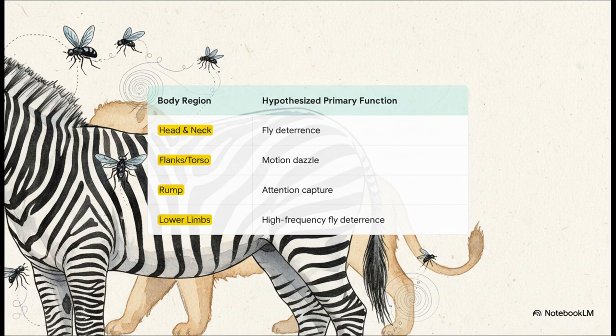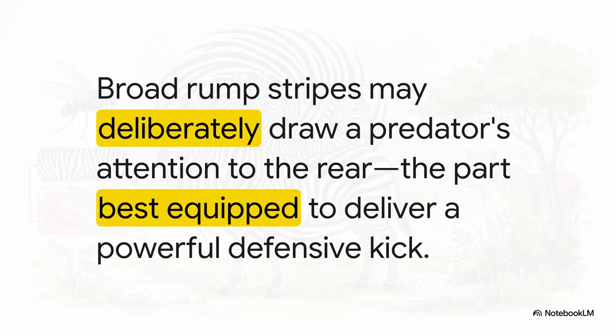But the bigger, broader stripes on the main body, well, those might actually be for the lions after all. They create something called motion dazzle that can confuse a predator that's in hot pursuit. And the stripes on the back end, they've got their own special job too. This part is so cool. Those big, bold stripes on the rump, during a chase, they're the most eye-catching part of the whole animal. And the theory is that they're designed to be.